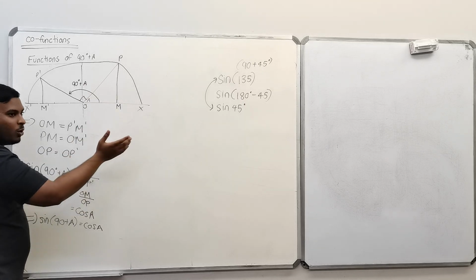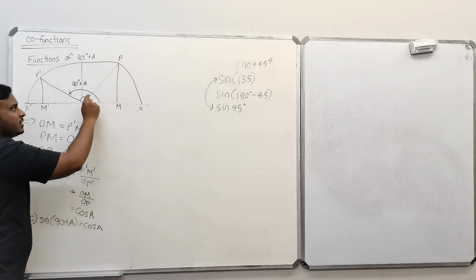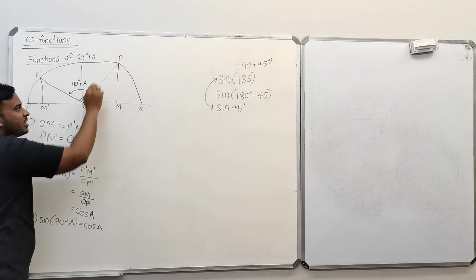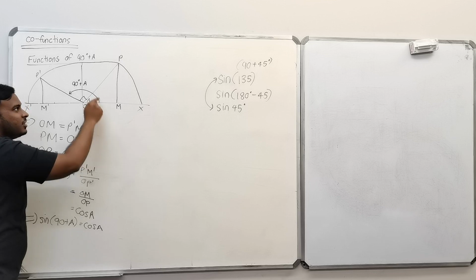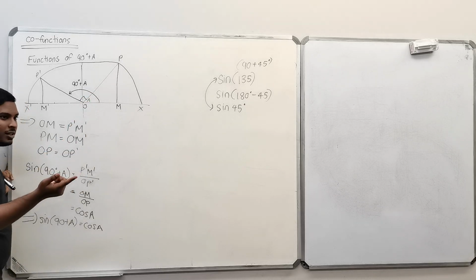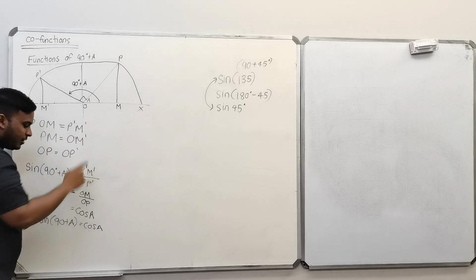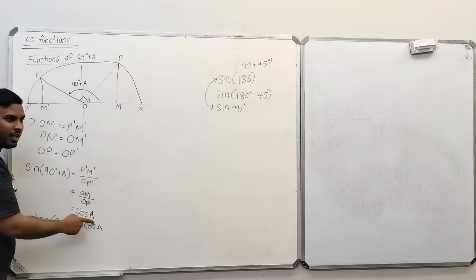Now let's look at where OM and OP is. This is OP, this is OM. Relative to the angle, this is your adjacent and this is your hypotenuse. Adjacent over hypotenuse is cos of A. So OM over OP is the same thing as saying cos of A.